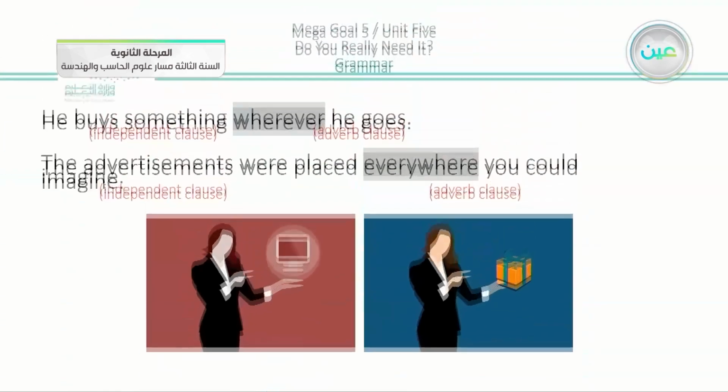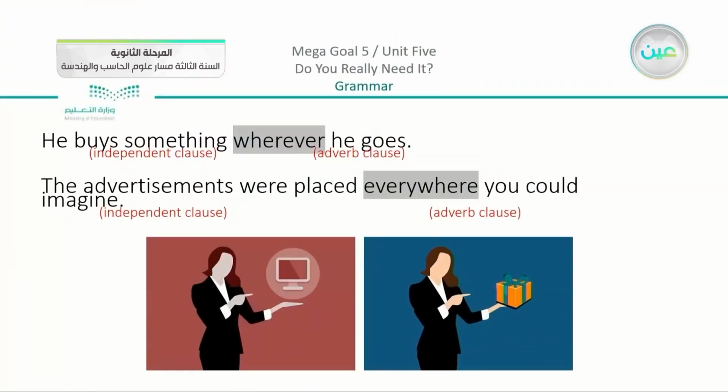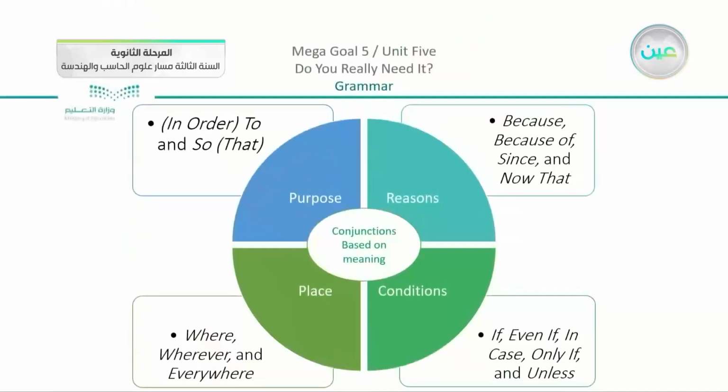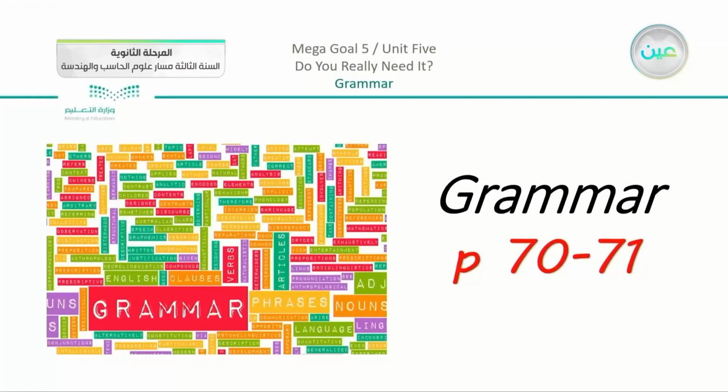Now our last part here is: He buys something wherever he goes, or the advertisements were placed everywhere you could imagine. It is very clear from everywhere and wherever that it shows place. And this completes our fourth group here in the adverb clauses. Now we have here where, everywhere, and wherever. They all give you the meaning of place. Now here you can see that we have all four groups. We have our complete lesson about adverb clauses, and you can see the lesson on pages 70 and 71.